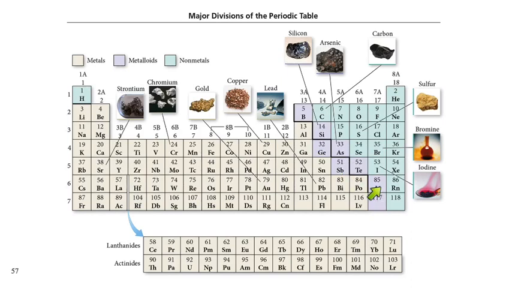The ones exactly touching the line, except for aluminum, are considered metalloids or semi-metals. They're kind of like metals, but they're not exactly metals. So based on a location in the periodic table, you should be able to tell me whether an element is a metal or a non-metal or a metalloid.